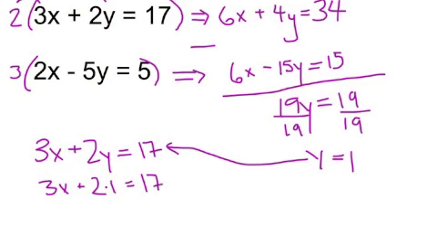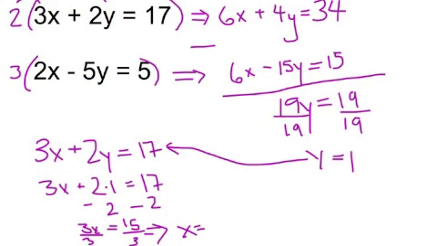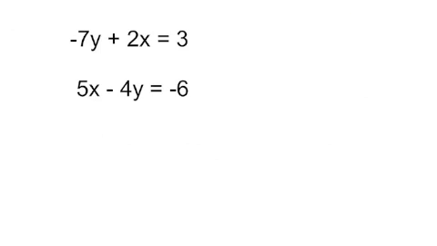So I'm going to subtract 2 from both sides and get 3x is equal to 15. And divide both sides by 3. I'm going to get x is equal to 5. So the intersection point between these two equations is going to be at (5, 1). Let me do one more example. All right.